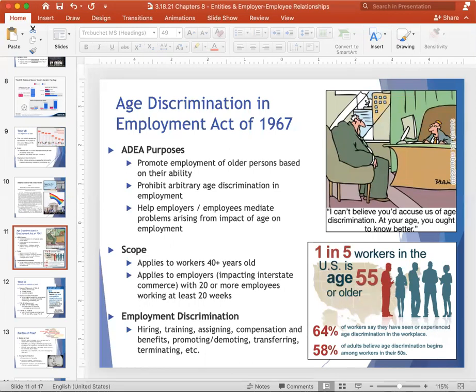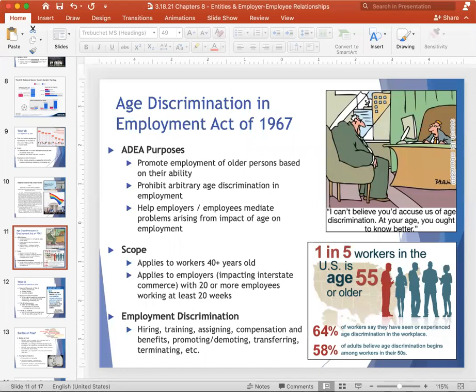Those that are subject to the ADEA are any employers with 20 or more employees working at least 20 weeks, so similar to Title VII. However, there are some limitations to the scope of the ADEA that I wanted to point out. Certain employees that are vital to public safety and welfare, such as police officers, actually cannot seek protection under the ADEA because of their job responsibilities, being critical to the welfare and safety of our society. And age has some implications in regards to how well you can perform that job.